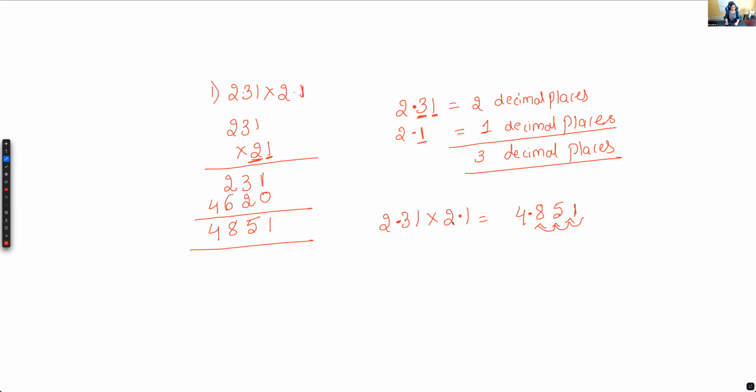First, I'm taking the whole numbers, which is 231 times 21, and I did the regular multiplication. The second step is I'm counting the decimal places. In the first number, we have 2 decimal places, and in the second number, we have 1 decimal place. In total, we have 3 decimal places. So in the final answer, we are jumping 3 times to the left and keeping the decimal point.